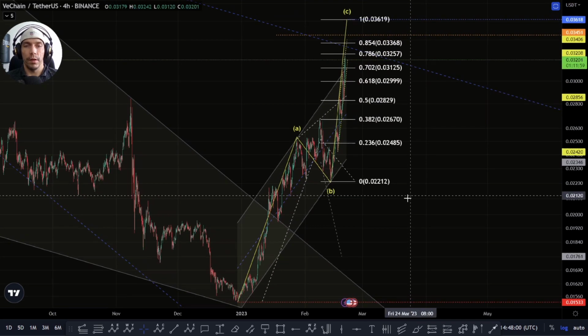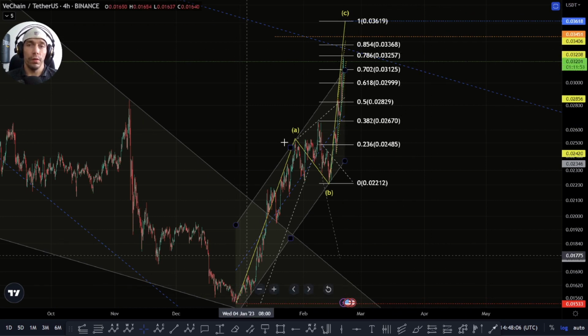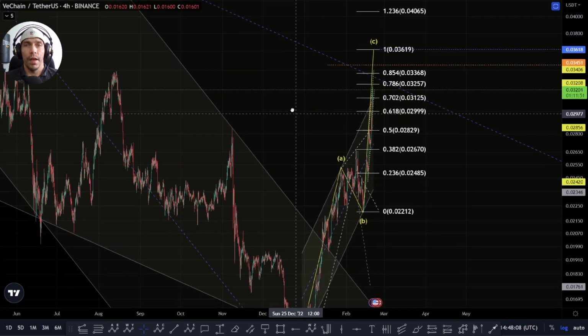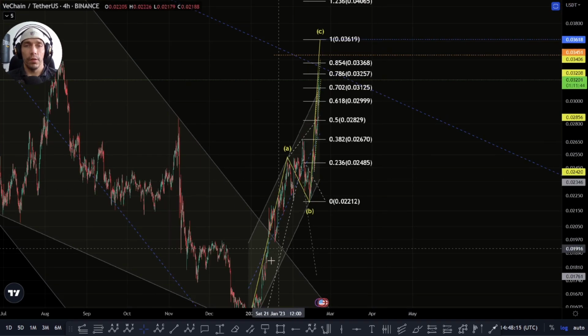effectively what we could be setting up for is either looking at this as a 1-2, this is a 1 and then another 2, and then looking for a bigger impulse, or alternatively this could just be a corrective movement and we could still break to the downside. So we need to just be aware of this fact that this can still break down.